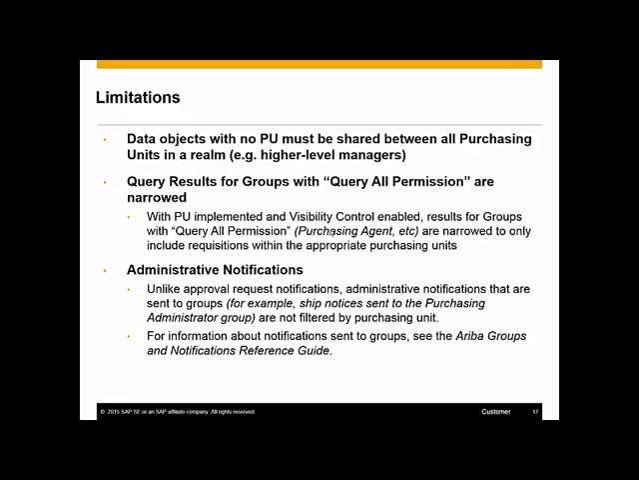Next category is administrative notifications. So unlike approval request notifications, which we've seen can be limited based on purchasing units, administrative notifications cannot be. These are all the standard notifications that the system would send out for administrative related tasks based on the batch processes that run behind the scenes and other tasks. Those are standard and cannot be filtered. For further information on this, we do have a standard notifications guide that you can refer to.